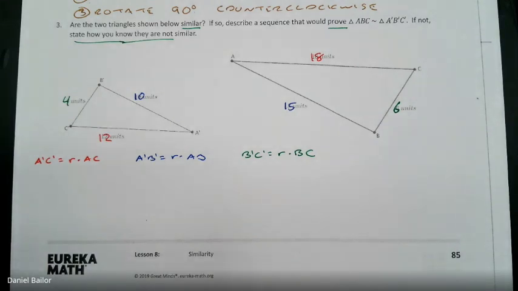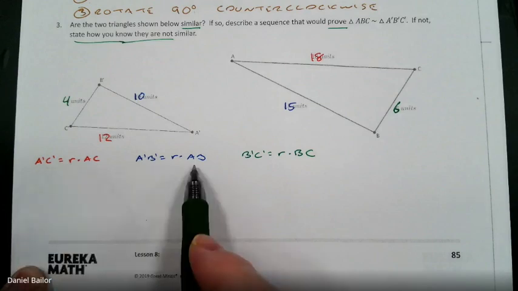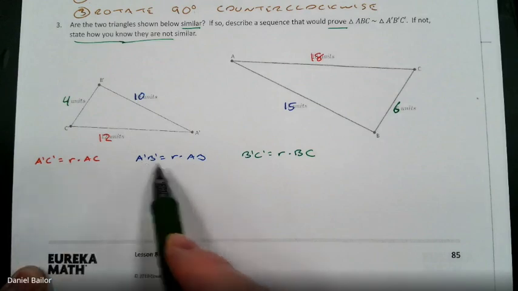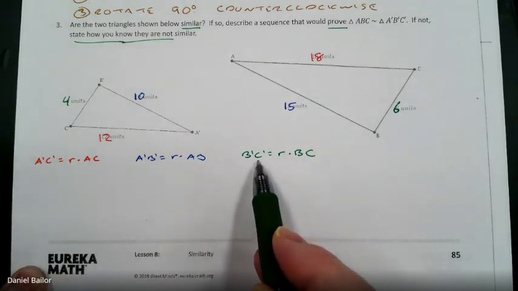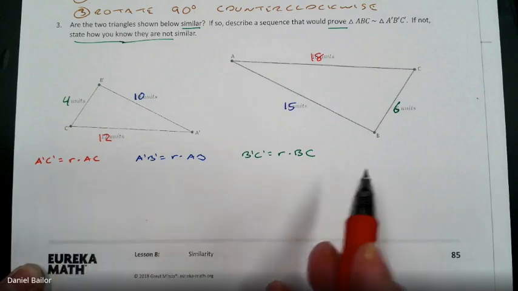And it's very important that you make sure you're looking at the same sides. You have to have AC with A prime C prime, you have to have AB with A prime B prime, and you have to have BC with B prime C prime. You cannot switch them up. That's why I color-coded them to help me. So let's find the scale factor for all of these.